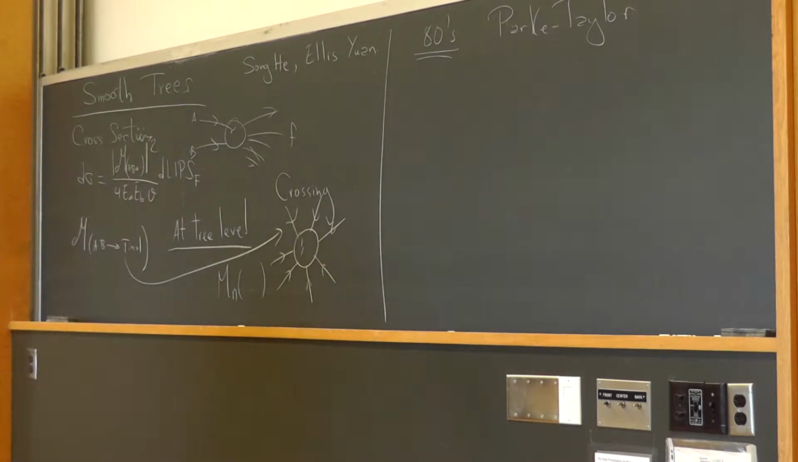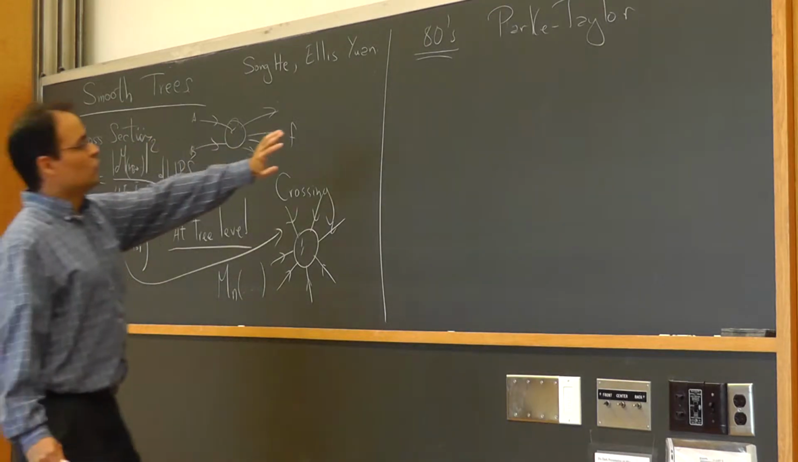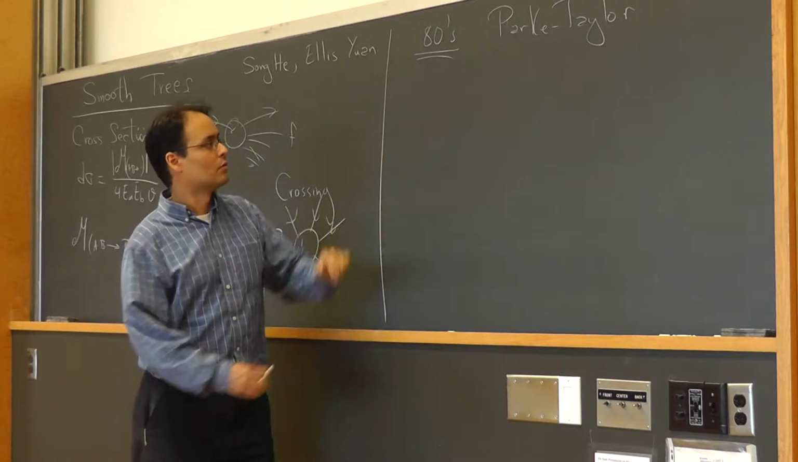They realized that the sum of many Feynman diagrams, actually they did it because they had to compute some scattering amplitudes of gluons.